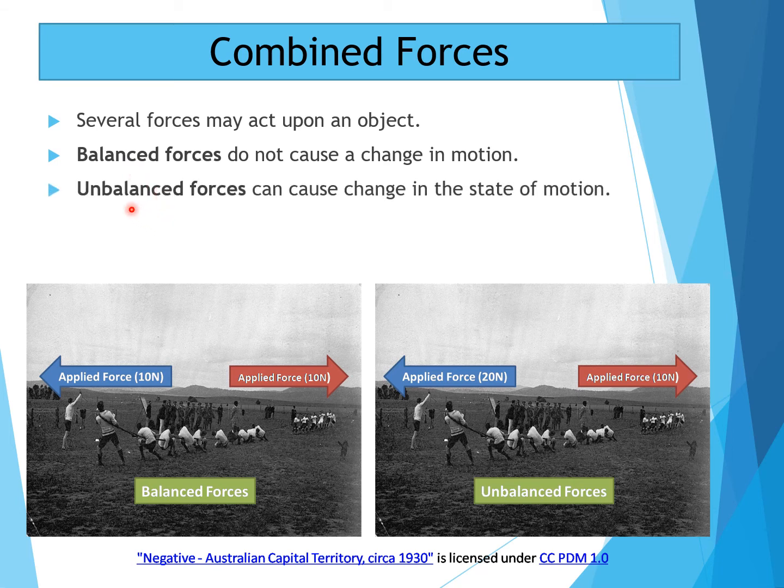We have also unbalanced forces. These forces cause change in the state of motion of an object. For example, if Team A uses an applied force of 20 Newton, while Team B uses an applied force of 10 Newton, 20 is greater than 10 Newton. That is why they are unbalanced forces, and there will be a change in the state of motion, and this will be pointing towards the direction of Team A.